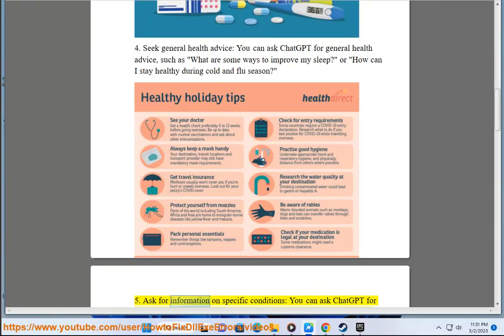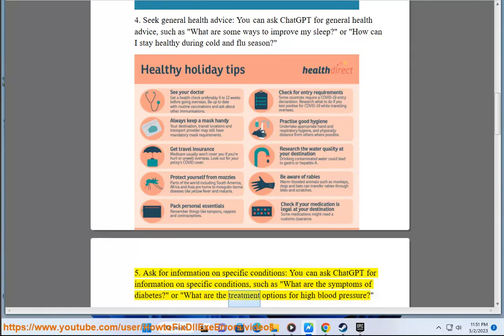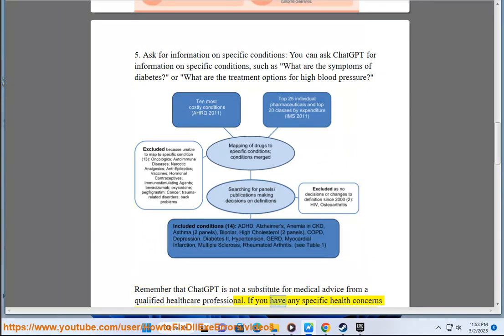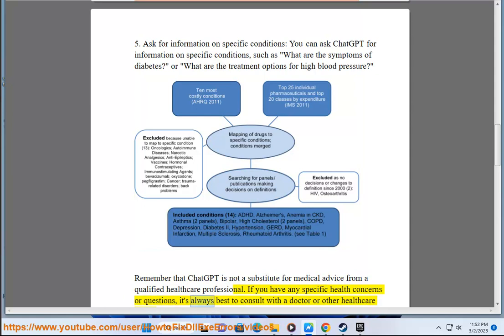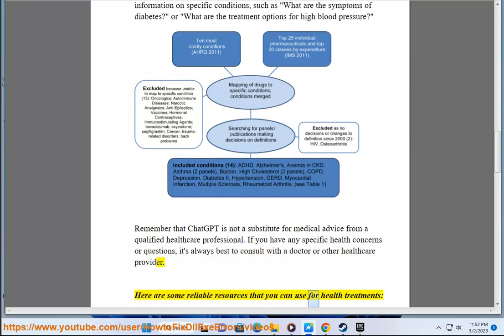5. Ask for information on specific conditions. You can ask ChatGPT for information on specific conditions, such as what are the symptoms of diabetes, or what are the treatment options for high blood pressure. Remember that ChatGPT is not a substitute for medical advice from a qualified healthcare professional. If you have any specific health concerns or questions, it's always best to consult with a doctor or other healthcare provider. Here are some reliable resources that you can use for health treatments.